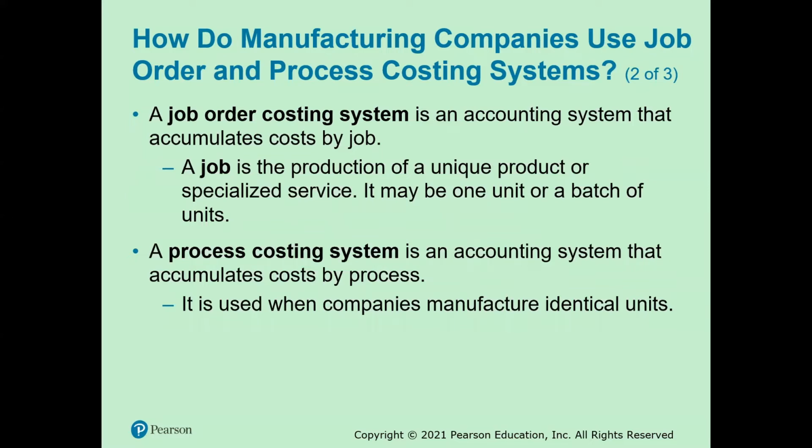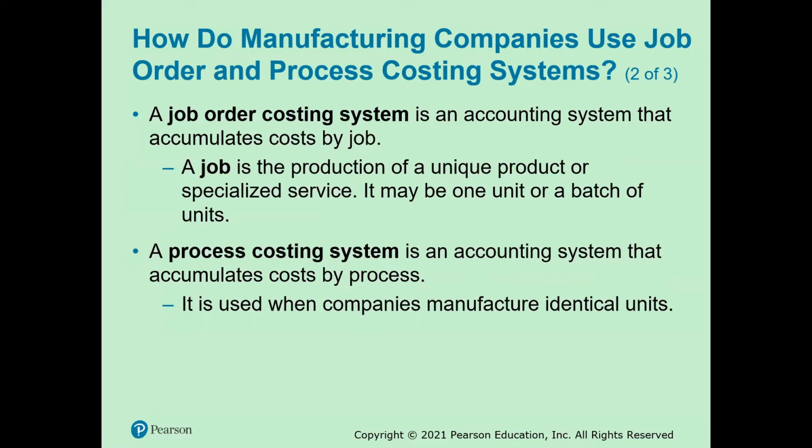There are 2 types of traditional cost accounting systems. One is, of course, job order costing, and the other is process costing. Now, job order costing is used for businesses that produce unique products or provide specialized services. Costs are accumulated for each batch or for each job.